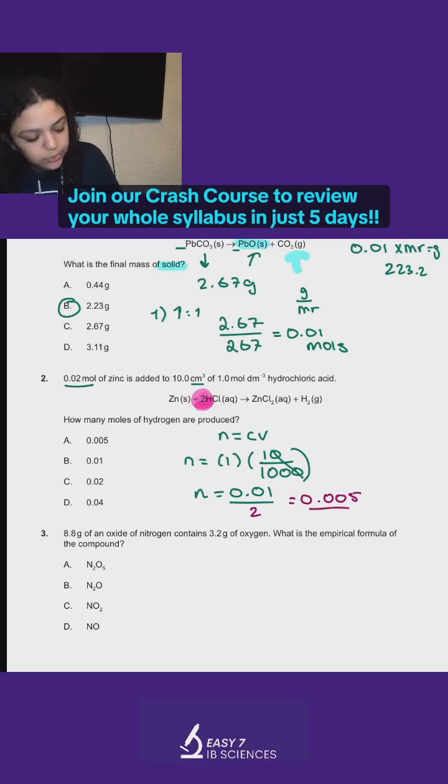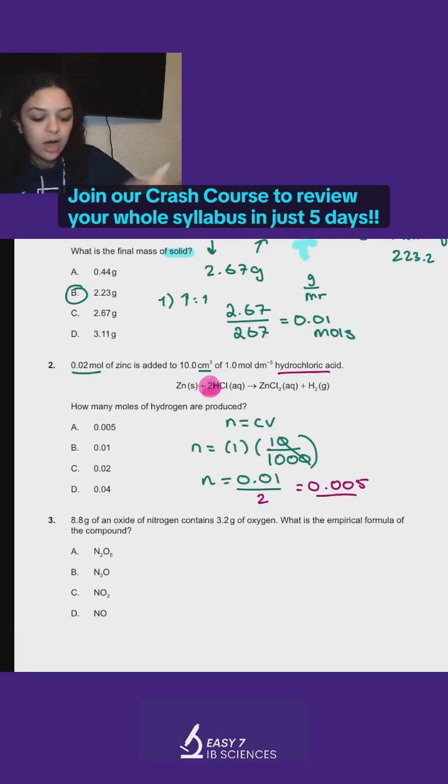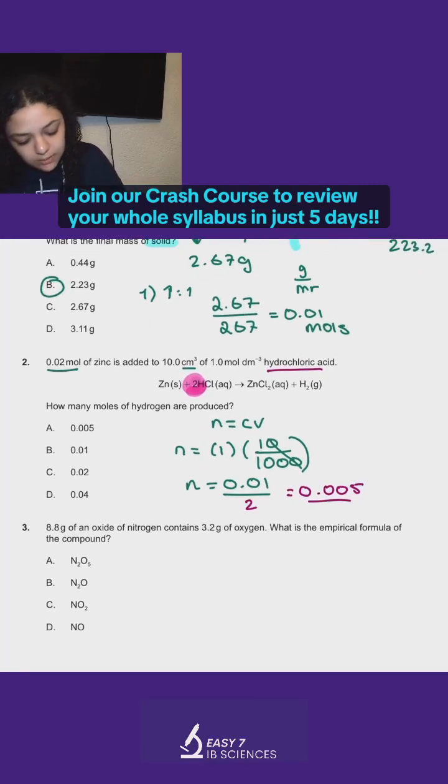And now I can see which one's smaller. It's as simple as that. Which one's smaller? Clearly my HCl is smaller. And the smaller one is going to decide how much I produce at the end. And they're asking me how many moles of hydrogen I produce at the end. Well, then because the HCl and the H2 are in a 2 to 1 ratio, that means I'm going to produce this ratio of hydrogen gas, and therefore my answer is going to be A.